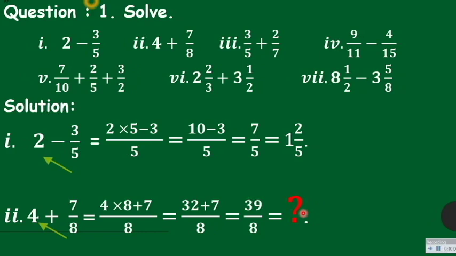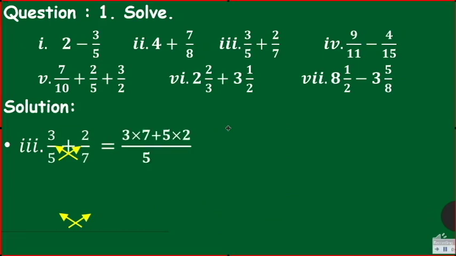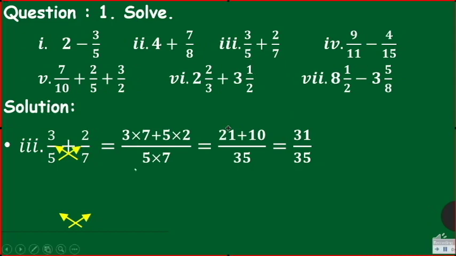Now the next part is the third. Now I am starting with part third: 3 upon 5 plus 2 upon 7. See, in the third part we have two fractions, 3 upon 5 and 2 upon 7.